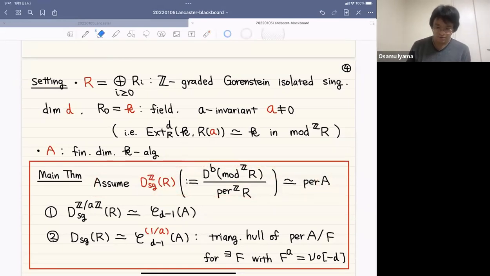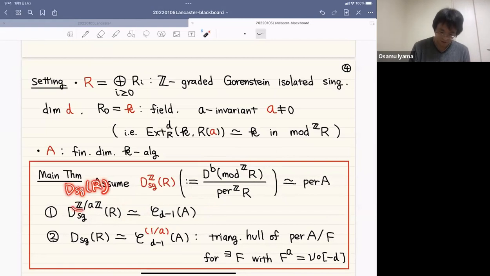Under this assumption, what one can prove is the following. Instead of the G-graded singularity category, we consider the G over AG-graded singularity category. Every Z-graded ring can be regarded as a Z over AZ-graded ring, by a kind of forgetful functor that ignores the grading modulo AZ. We can define the singularity category in completely the same way, just replacing Z by Z over AZ. Then this graded singularity category is equivalent to the D-1 cluster category of A. Since this is a finite group, this is very close to the usual singularity category.